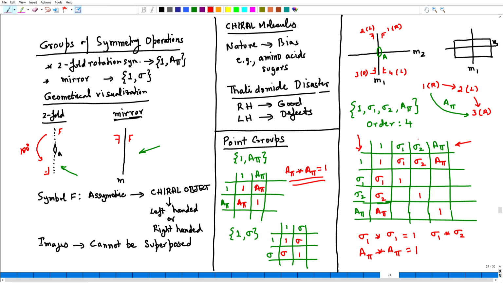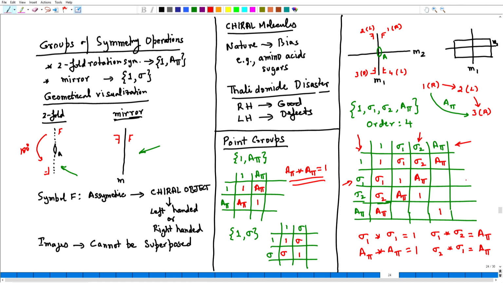So, sigma 2 followed by sigma 1 would be what? We have already seen that when two perpendicular mirrors operate, a 180 degree rotation is produced. Therefore, this is A pi. Let me fill the other cell: sigma 1 followed by sigma 2 gives the same result, A pi. Now it is easy to fill the rest.